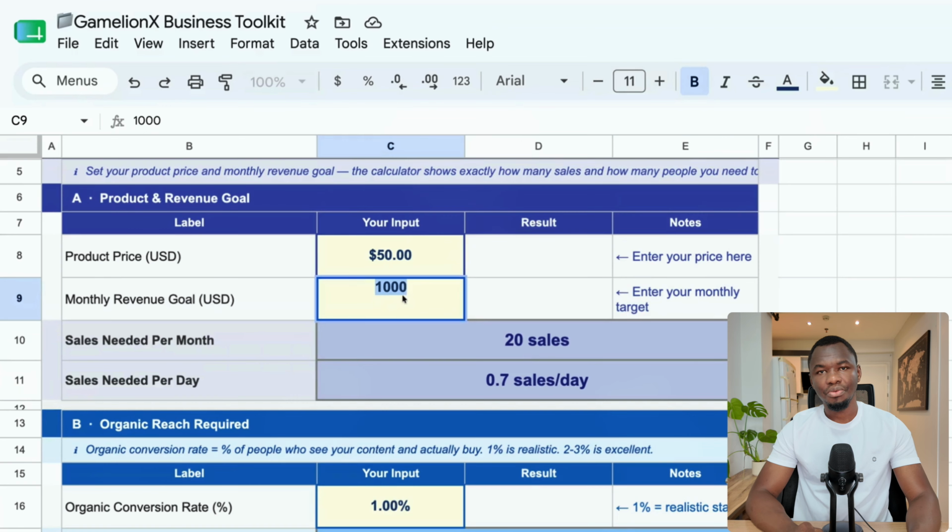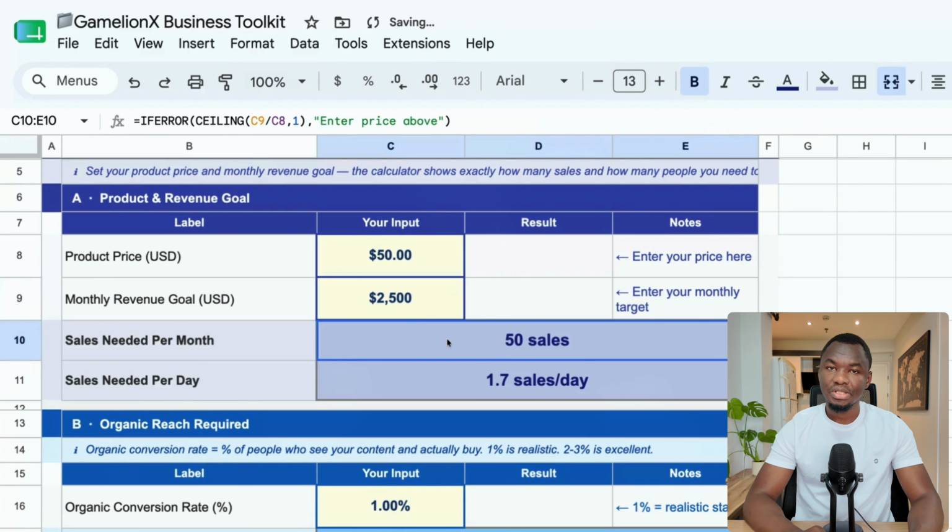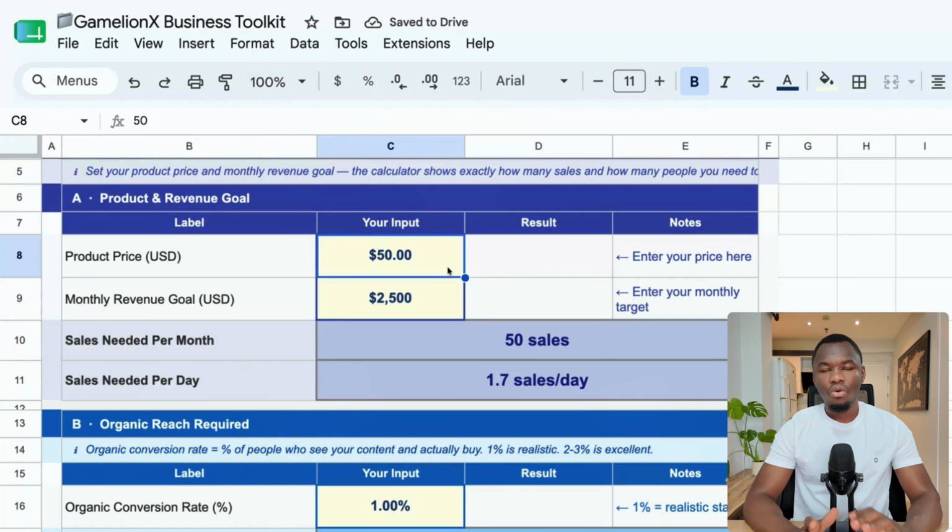Now, let's say we have increased that. We are saying this time around this month, I will need to make $2,500. Now we need to look at, so there are only two factors we can change over here. The first factor we are changing over here is our monthly revenue goal. So you need to set a goal. How much do you want to make?